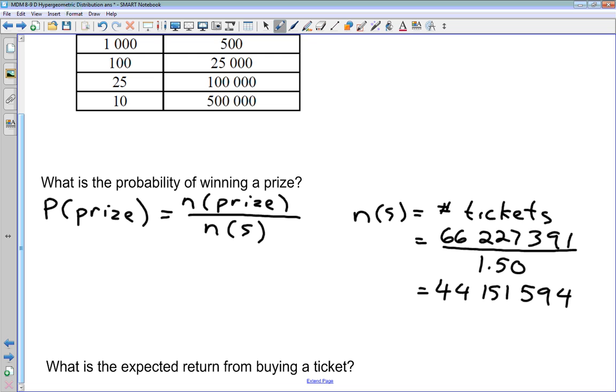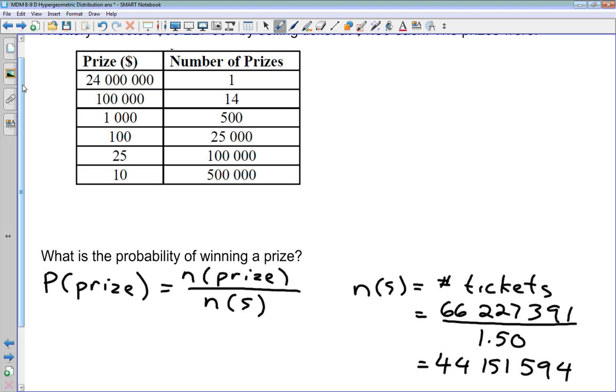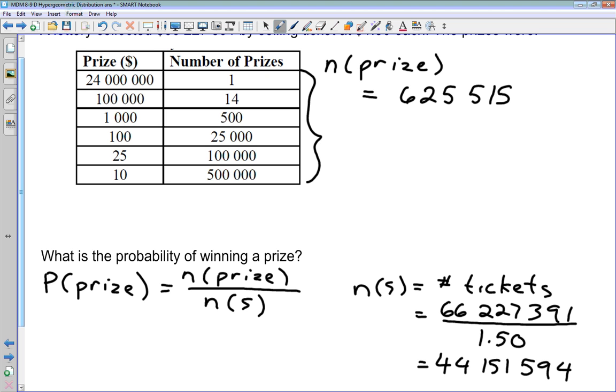The next piece of information we need is the number of prizes. So they tell us the value of all of the prizes in the table and the number at each value. So if we want the number of prizes, I just said number of prizes below, so I'll stick with that notation. We just need to add up all of these numbers in here. So we punch all of this into our calculator and we find that the total number of prizes is 625,515.